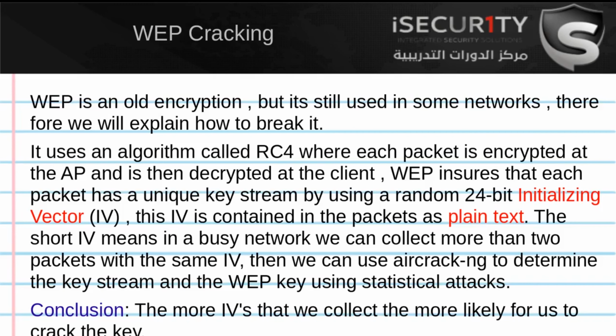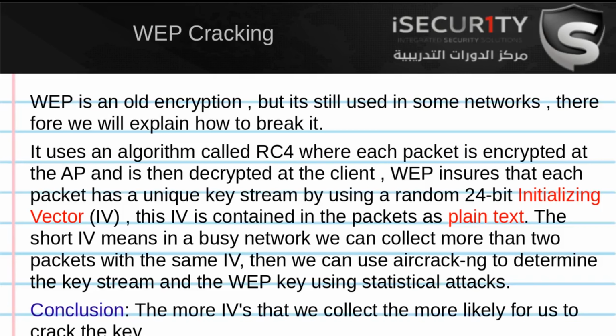WEP encryption uses an algorithm called RC4. Each packet is encrypted at the access point and then it's sent to the air. Once the client receives it, since the client has the key, it will be able to decrypt the packet and read the information inside it. So very simple. The access point encrypts the packet, sends it, the client receives it, the client has the key, so the client decrypts it. Same way when the client sends a packet, it encrypts it and then sends it in the air. The access point receives it, the access point has the key, so it will decrypt the packet.